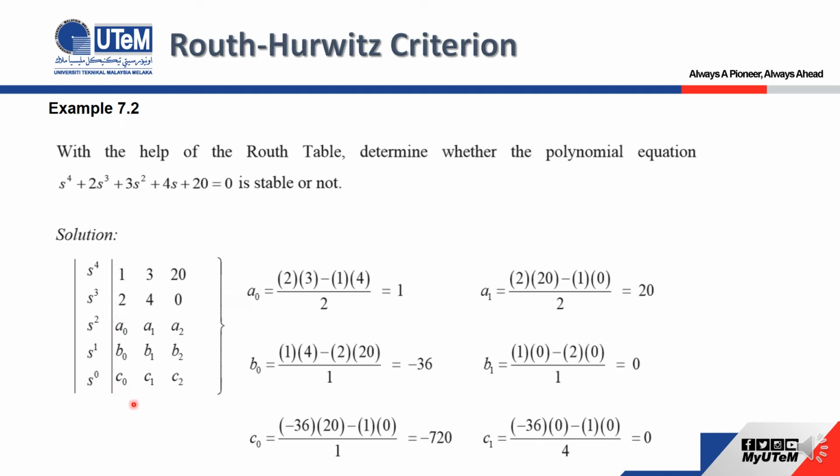That means there is 1 pole located on the right half plane. So the system is not stable, because there is a pole located on the right half plane.